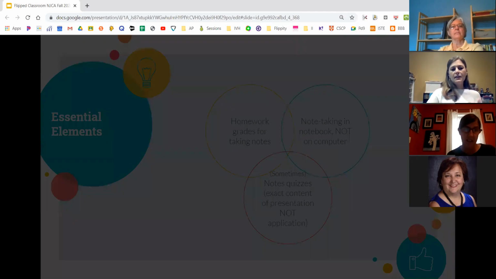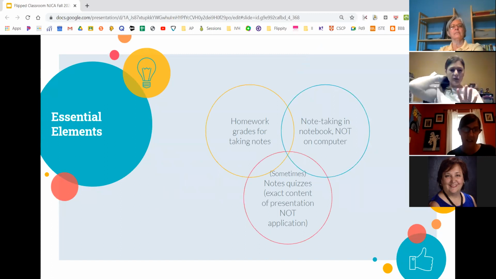So essentially then, the three elements that we want to consider for a flipped lesson is making the homework a graded assignment for taking their notes. Also, this is a little bit old-fashioned for me, and I'm actually struggling with this a lot this year.